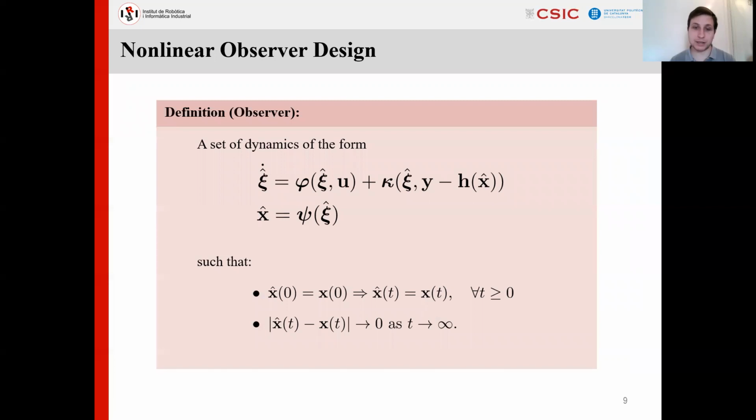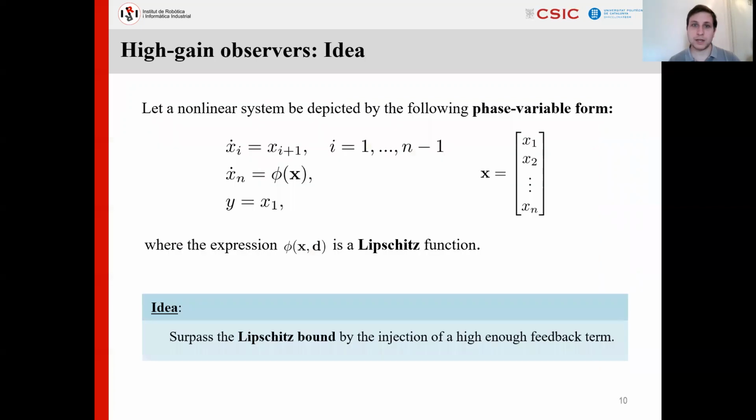It should be mentioned that it is not the aim of this presentation to do an in-depth review of all the techniques that can be developed following this framework. Here, I will only focus on the two techniques studied in this PhD thesis, namely the high-gain observer and the parameter estimation-based observer. So let's start with the high-gain observer.